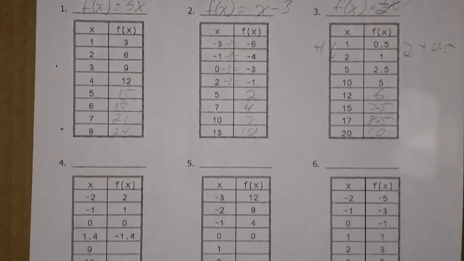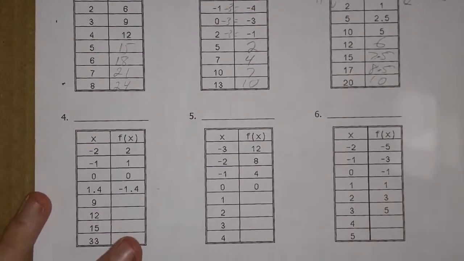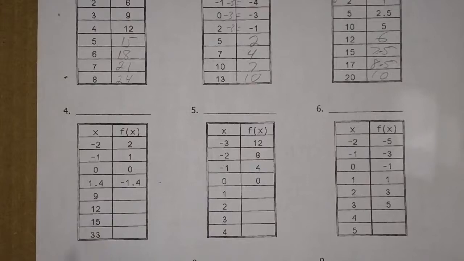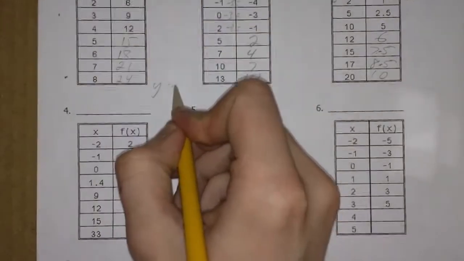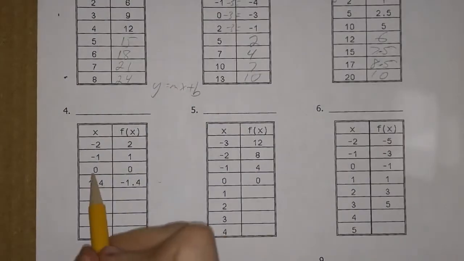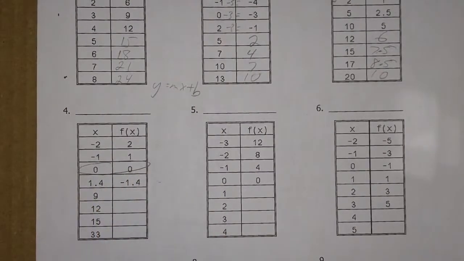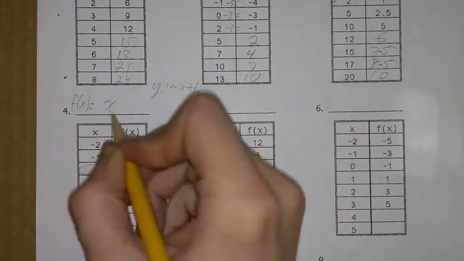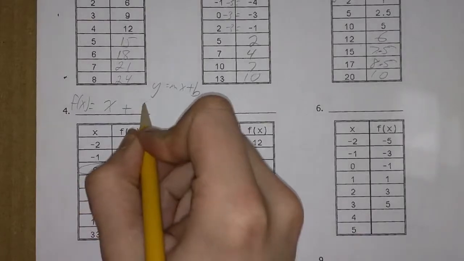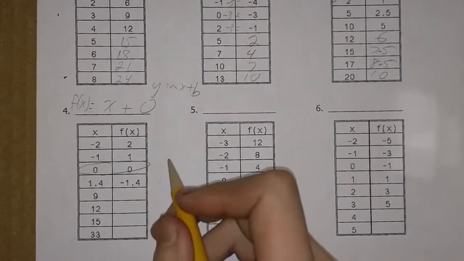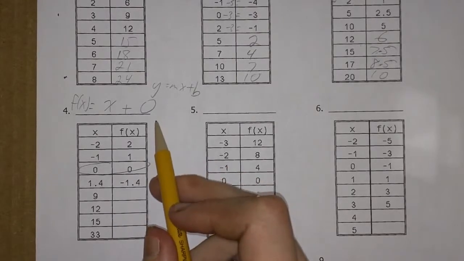Okay, let's check out number 4. Now the first thing I notice when I look at number 4, before I do anything else, is that if I'm trying to find the equation y equals mx plus b, my y-intercept is already showing right here. I have 0, 0. So in my equation, I'm going to have something x plus 0, which I don't have to write that part, but that's what I'm going to end up with. So I know my y-intercept already.